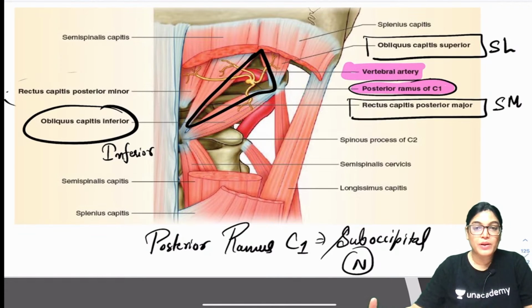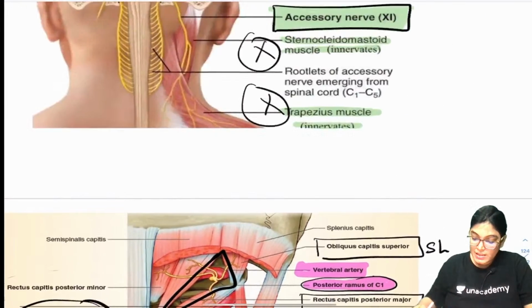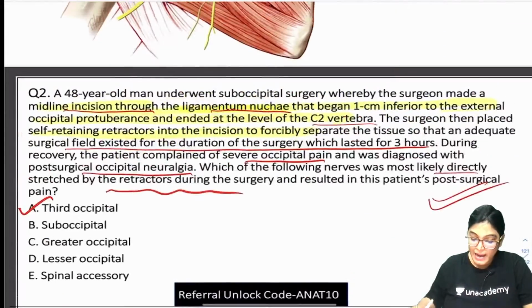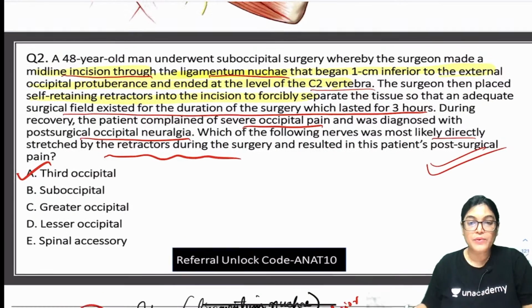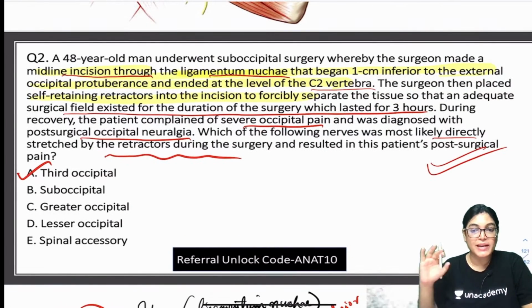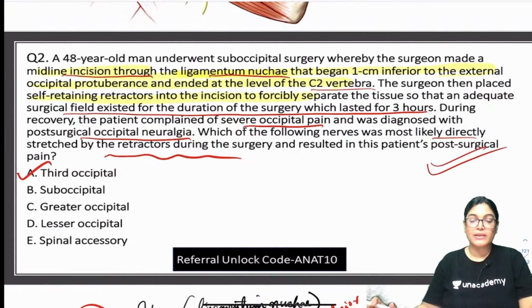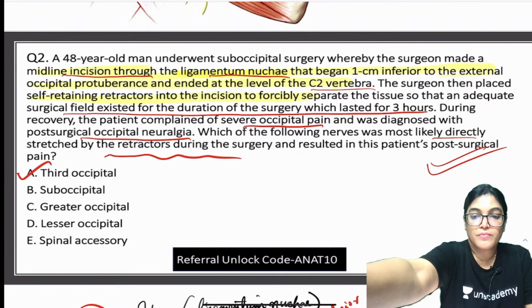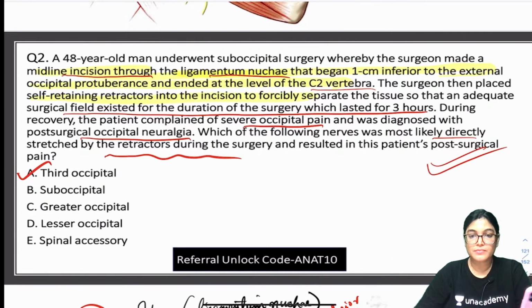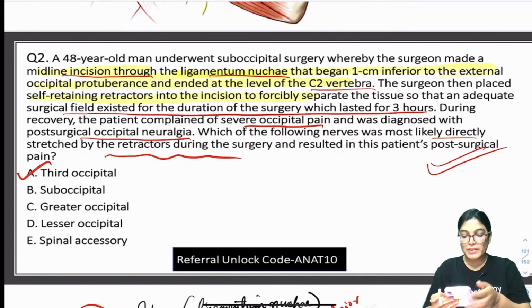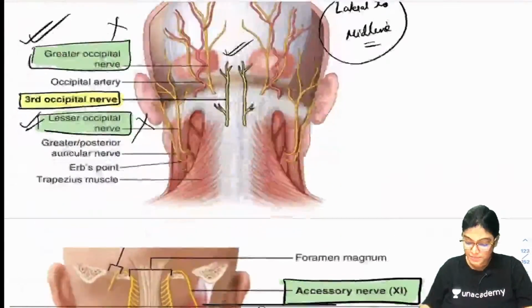So is it okay, everyone? After this description, is it clear why the answer of this MCQ is A, third occipital? Everyone, I have explained each and every option, both the correct and incorrect options. Is it clear to everyone? Okay, so we can move on to the next MCQ. Let's move on to question number 3.